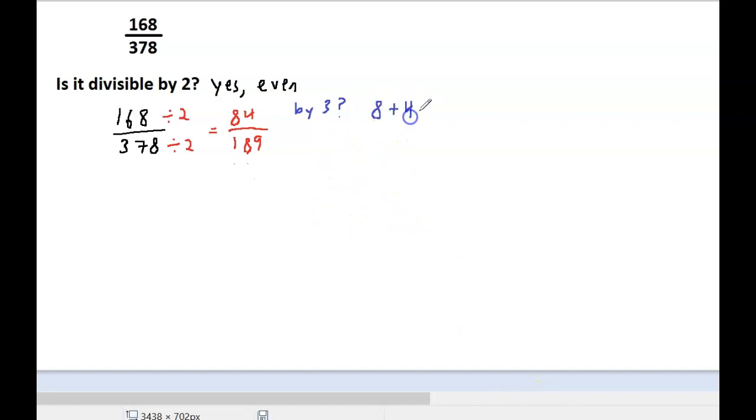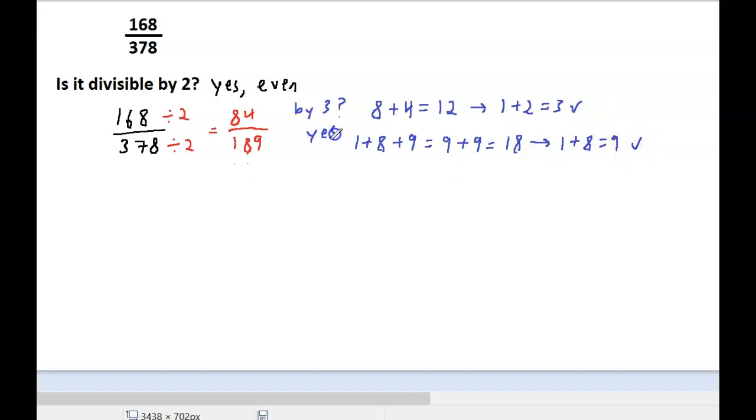So for our numerator, we have 8 plus 4 gives us 12. We could even break that up again. 1 plus 2 is 3. But with the 12, you would maybe know it's divisible by 3. 189, we could add that all up. That gives me 18. I could even break that up again. 3 and 9 are both divisible by 3. So yes, the whole thing is divisible by 3.